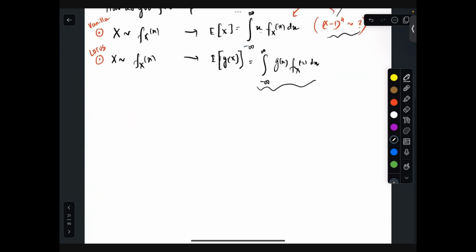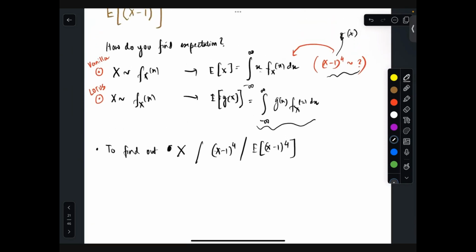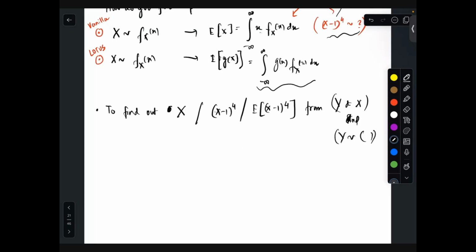The goal is what? The new goal is to find out any information about x, or the expectation of x, or the expectation of (x minus 1) to the 4. Any one of them. We want any one of them, right? If we get any one of them, of course we can get the other one, the final result, from the relationship of y and x and the y distribution. From these two pieces of information we want to find it. So let's try it out.